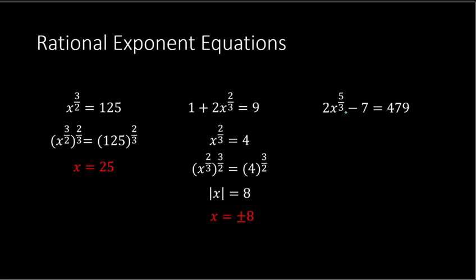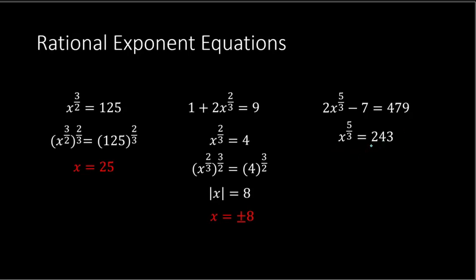Here we have a third example to try. All right, so let's try this one out. So again, we want to solve by isolating the variable, so we work in reverse order of operations. We take care of subtraction first by adding. So we add 7 to both sides to get 2x to the 5/3 power equals 486. And then get rid of the 2 being multiplied by dividing. So now we have x to the 5/3 power equals 243.